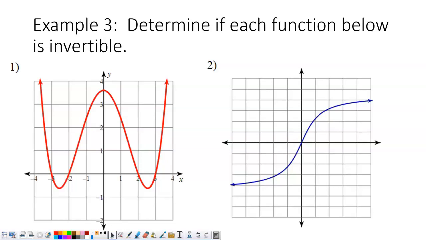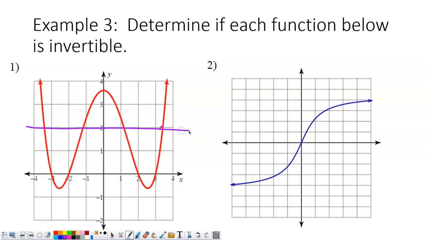So, example 3 here asks us to determine, do these functions have an inverse? And by the way, both of these are functions. So for instance, if I draw a vertical line, it hits it once. No matter where I draw a line, it'll always hit it once. Same thing over here. So both of these graphs are functions. The question, though, is do these functions have an inverse? And the way we answer that is with the horizontal line test.